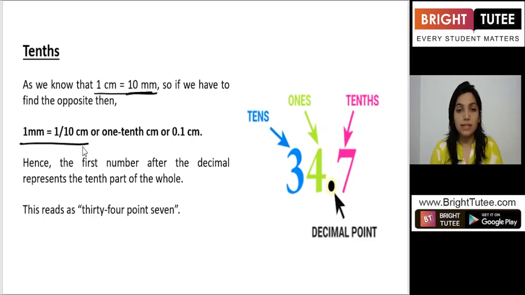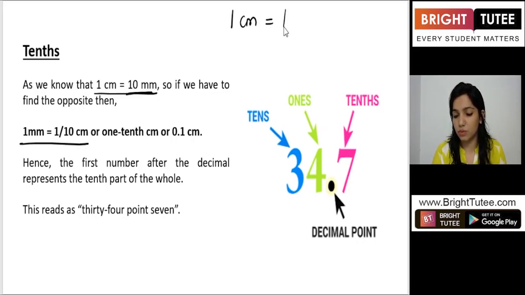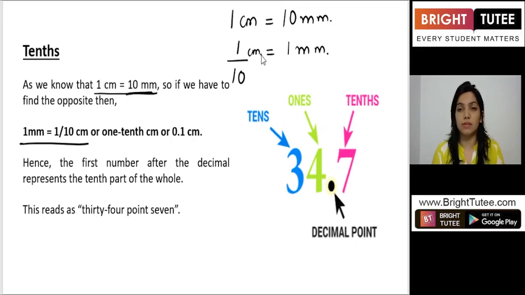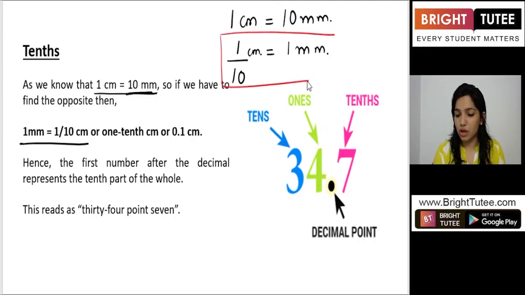Here, 1 centimeter is equal to 10 millimeters. Now, if I want to know what is 1 millimeter, what will I do? I'll take this 10 from the left side and it will go here at the denominator. So it will be 1 over 10 centimeter. Is this clear? Please make sure that you remember such conversions of units, because this is very important in decimals. Hence, the first number after the decimal represents the tenth part of the whole.